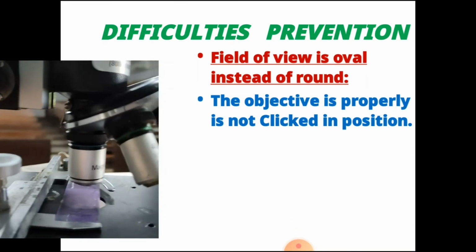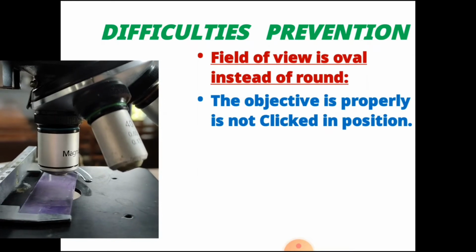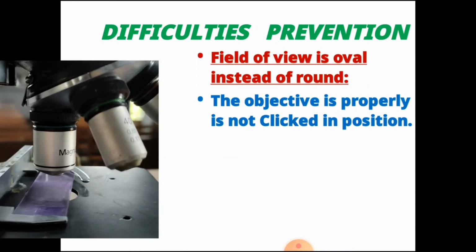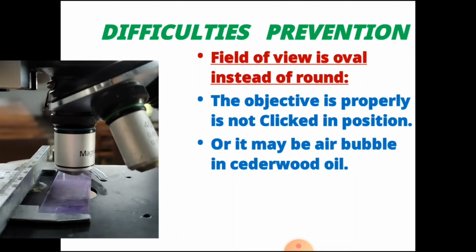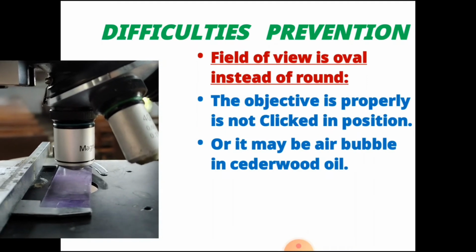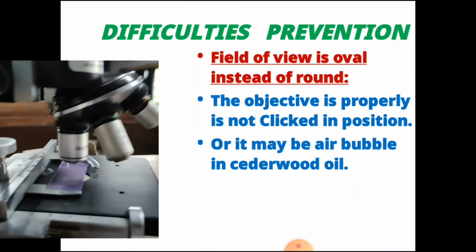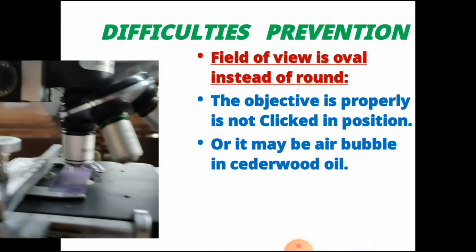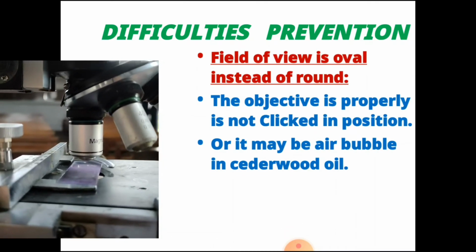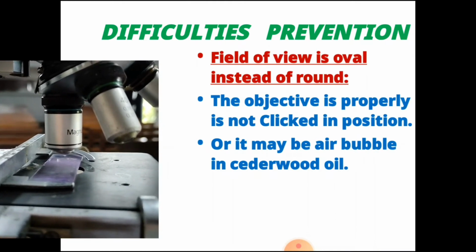So if the field of view is oval, check whether the objective is properly fitted or not. Or there may be an air bubble in the cedarwood oil. Discard that oil, clean it and again use a fresh drop of cedarwood oil when you use the oil immersion lens.